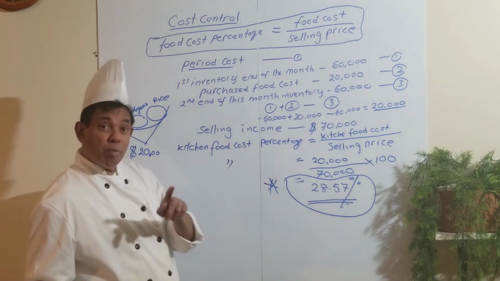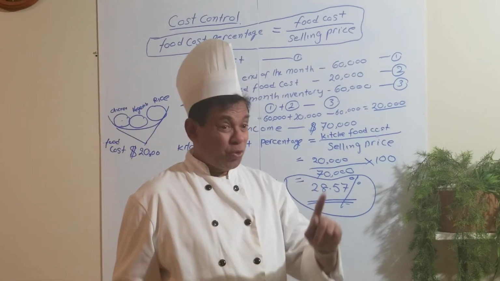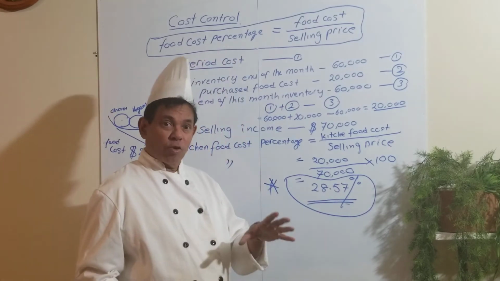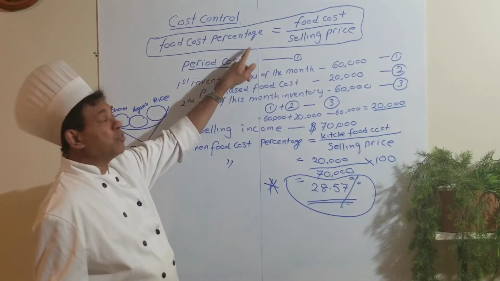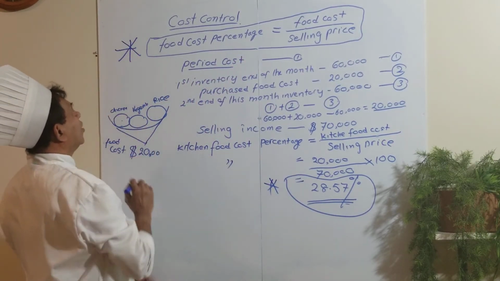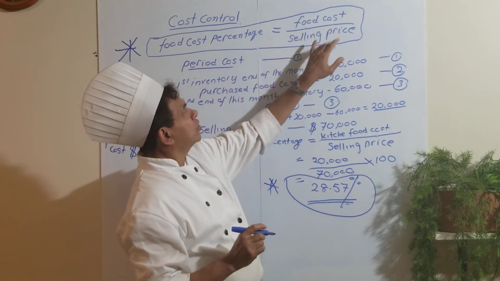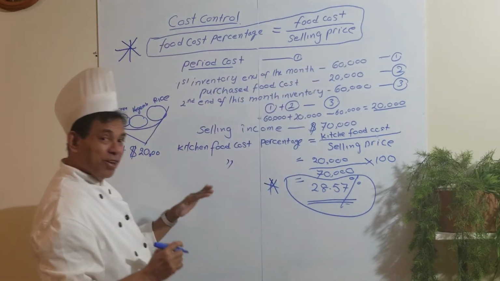Now I have to give my selling price to the management to give the price to the customer. How do I calculate that? Again, this formula is a very important formula. Food cost percentage is equal to food cost divided by selling price. I take that one here.